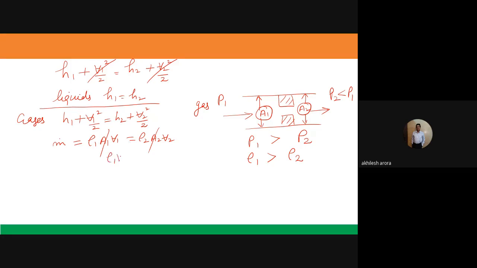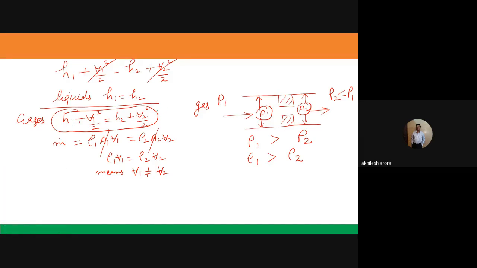It directly means that V1 is not equal to V2. So I can write this particular equation only in the case of gases. There is no change in the equation of throttling for gases, which is given by H1 plus V1 square by 2 equal to H2 plus V2 square by 2. I will be using this equation only for gases.